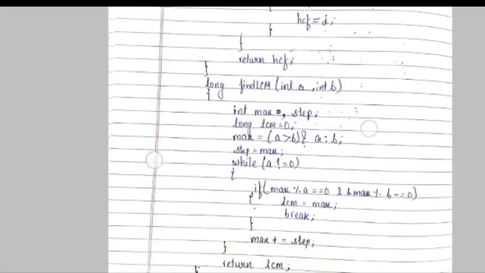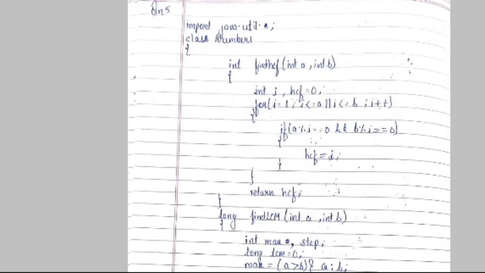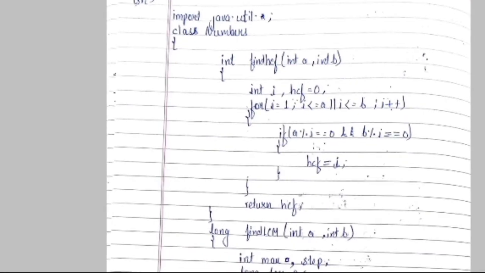HCF and LCM, and hence we have to find the HCF of two numbers and the LCM of two numbers, I have made another function which returns the value of the HCF of two numbers, and the same I did for the LCM of two numbers. For finding the HCF of two numbers, I have used the function named findHCF with return type int, and two formal parameters, int a and int b.